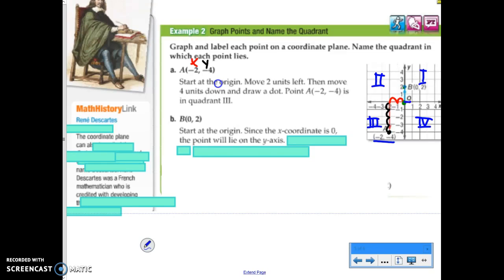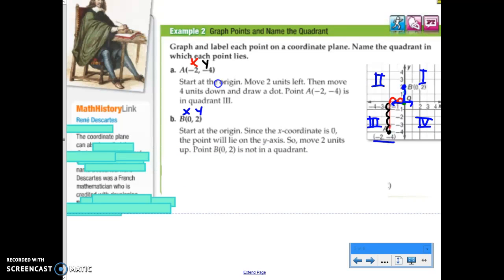So if I moved anything to the right, my x-coordinate would be positive, and if I moved anything to the left, it would be negative. So I'm going to stick right there at 0 on the x-axis. Next step I need to do is move 2 units up, because I have my x and my y coordinate I can see here is a positive 2. So I move up 1, 2, and I plot that point.